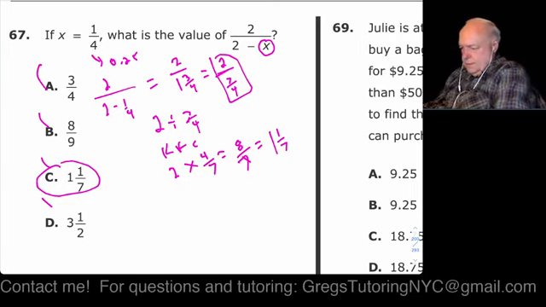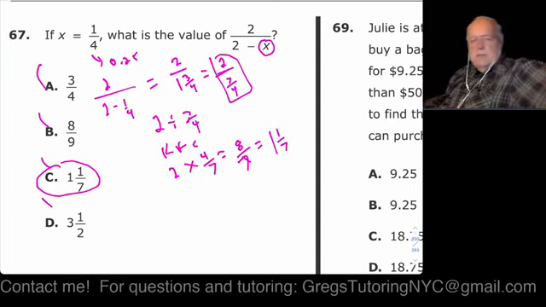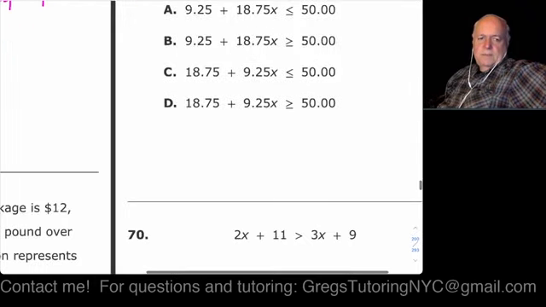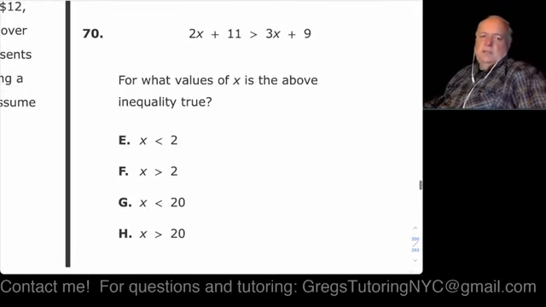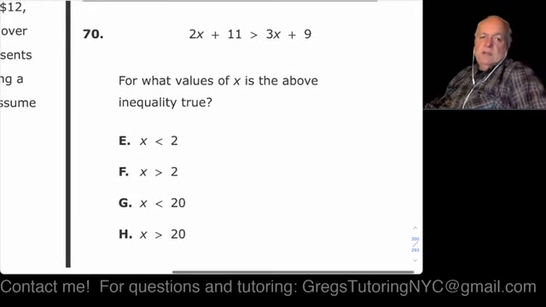Let's see, is there any other algebra on this page? There's 69, but that's also leaning on inequalities. I might spin that off by itself. There's also 70. 70 is easy enough, even though it's also an inequality. Let me throw that in here. So for what value of x is the above inequality true? That's just solving for x.